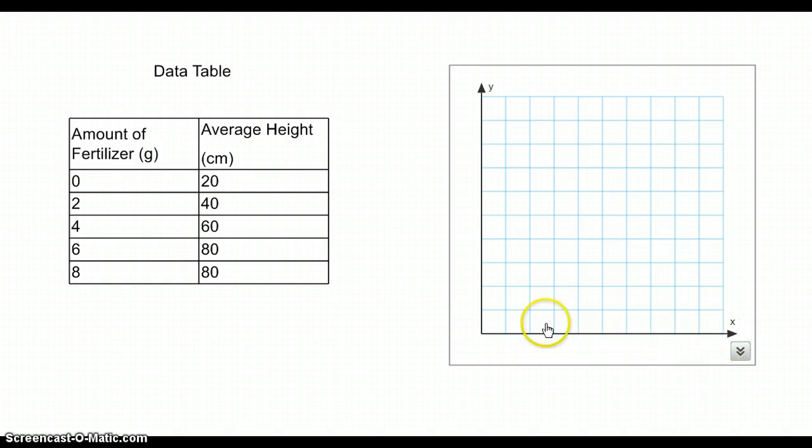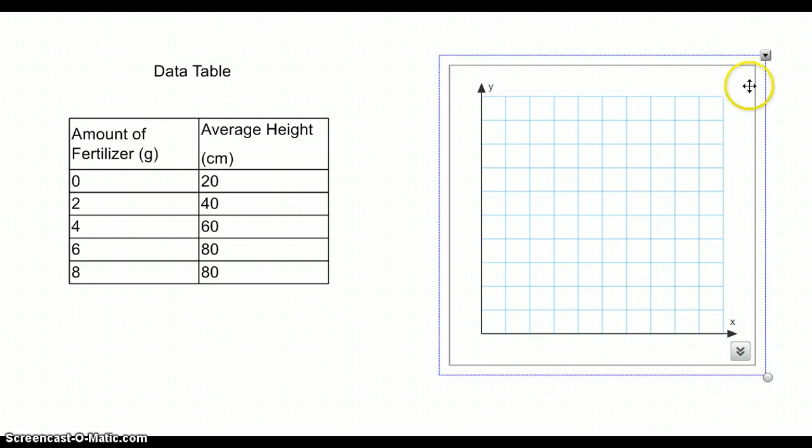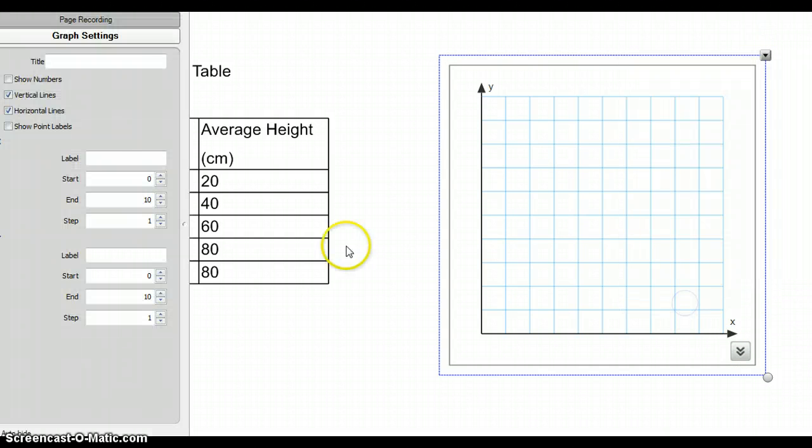Next, I need to assign what I'm going to use on these axes. So if I look at the independent variable, the x-axis, I see that I am going in 2s. So I have 2, 4, 6, 8. So that needs to be reflected on my x-axis. So on here, I'm going to label my x-axis with grams of fertilizer. I'm going to make sure that I'm starting at 0 because I began my data at 0. And I'm going to go ahead and end at 10 so that I have a little bit of room.